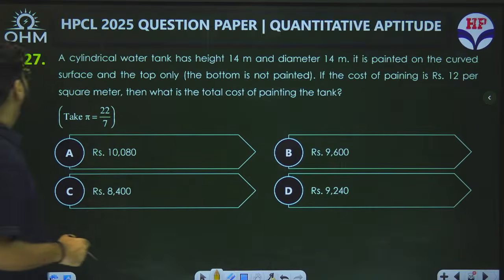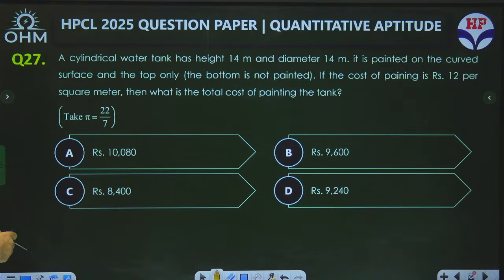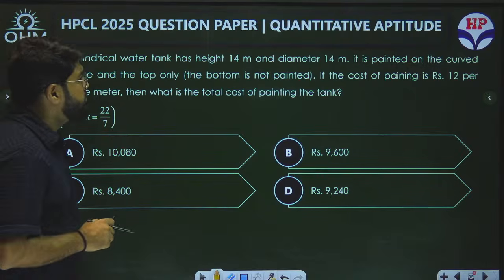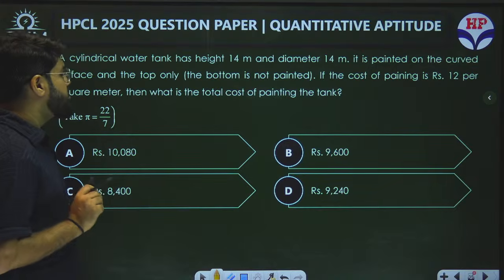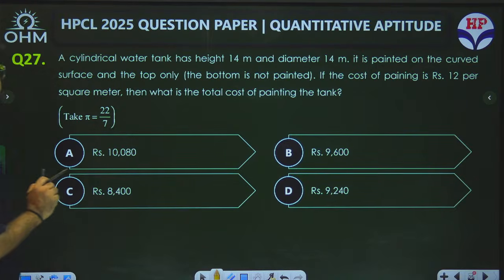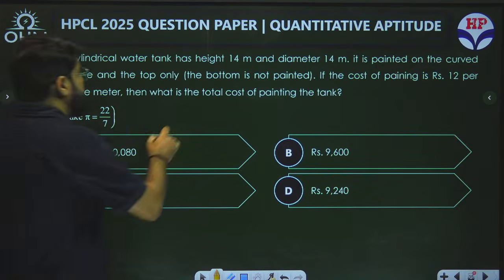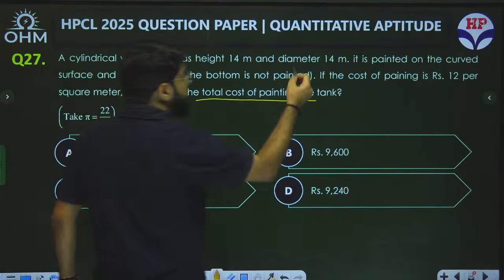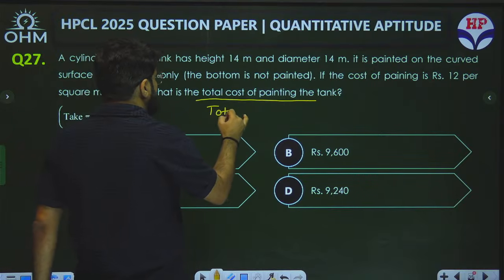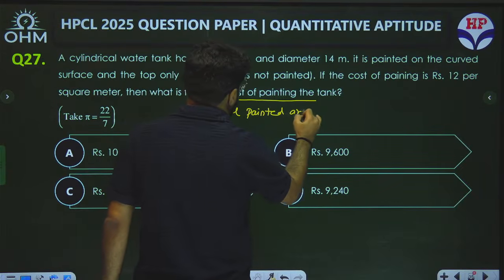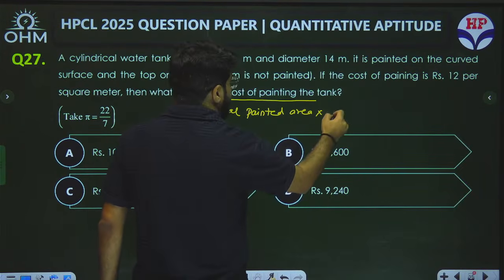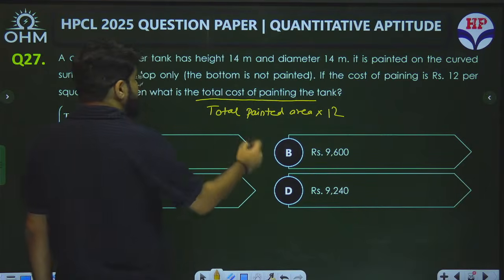Next question. A cylindrical water tank has height 14 and diameter also 14. It is painted on the curved surface and on the top only. The bottom is not painted. If the cost of painting is 12 per square meter, what is the total cost? Total cost means the total painted area, and per area the rate is 12. So into 12 I'll do it. What is the total painted area?